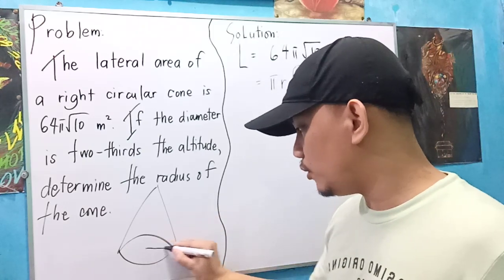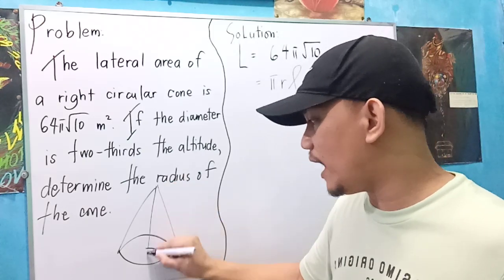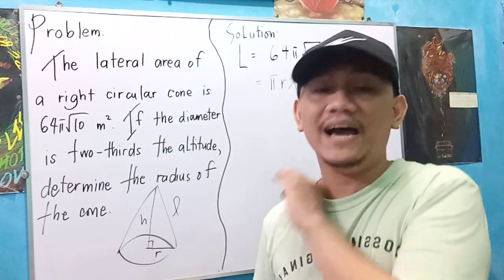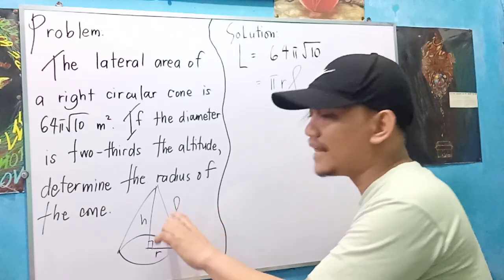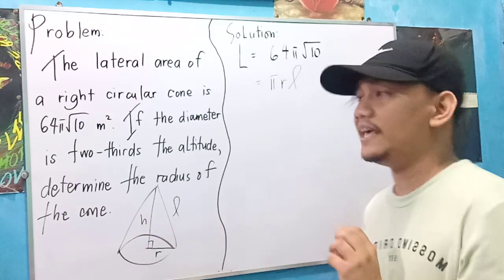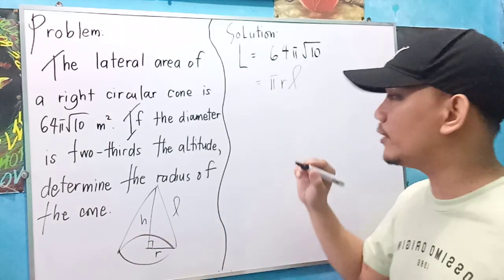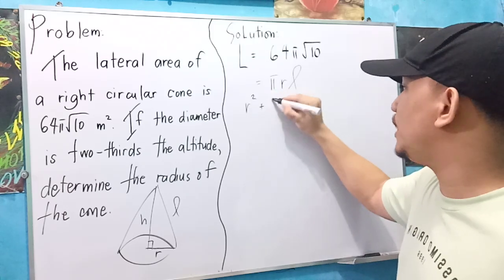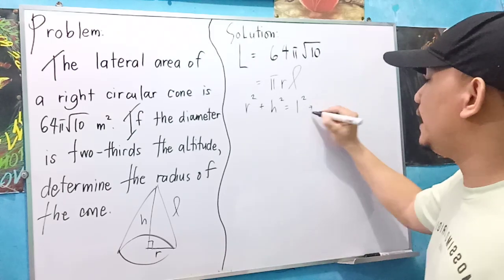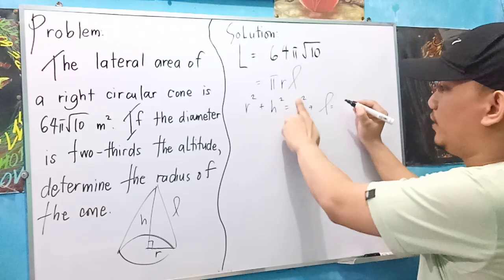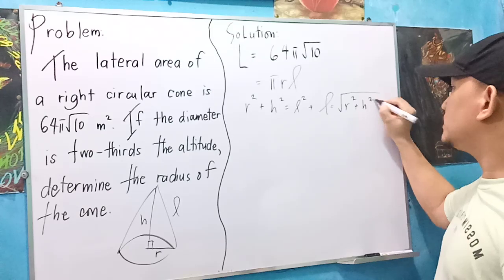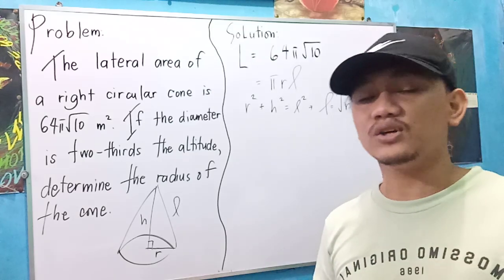Kumbaga, meron tayo dito mga Lodi. Ito yung radius natin. Ito yung altitude. Tapos ito yung slant height. In which the radius is perpendicular to the height. Therefore, from this triangle, we can form the relationship between the radius, the height, and the slant height, L. So we have, using the Pythagorean theorem, r squared plus h squared is equal to L squared. Mga Lodi. So, it follows that L is equal to square root of r squared plus h squared. Kunin na lang natin yung positive since length is always positive.